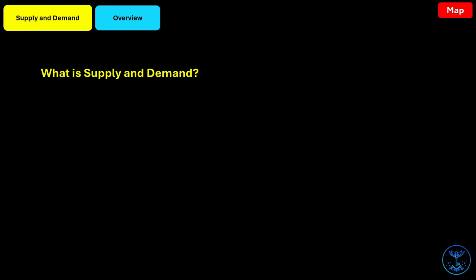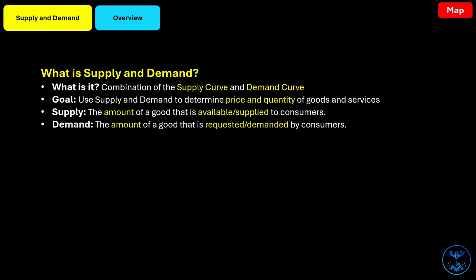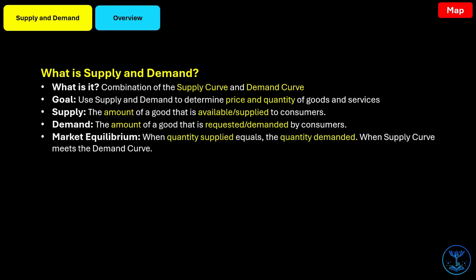All right, so starting off with what is supply and demand. It's a combination of the supply curve and the demand curve. The goal of this chapter is to use supply and demand to determine price and quantity of goods and services. Supply is the amount of a good that is available or supplied to consumers. Demand is the amount of a good that is requested or demanded by consumers. Market equilibrium is when quantity supplied equals the quantity demanded, when the supply curve meets the demand curve.